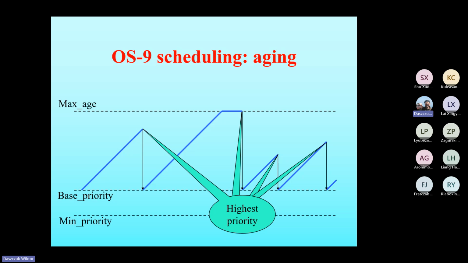And which process gets the processor? The highest priority process gets the processor. Here the process got the processor, so we judge that other processes had lower or equal priorities. So the process got a processor, and its priority was suppressed back to base priority.